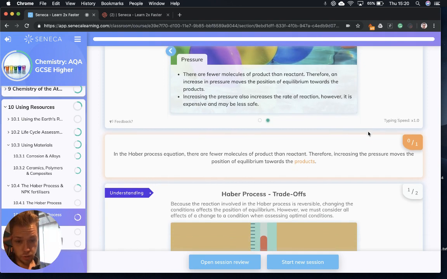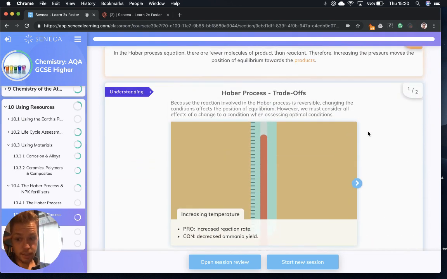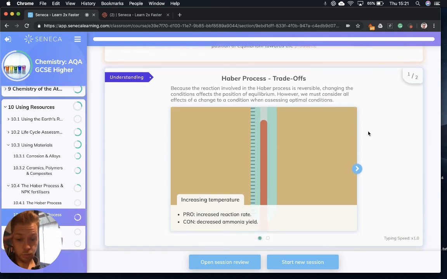Okay, so let's go through that again, just to summarize it so you remember it for your exam. Now, temperature. What happens if we increase the temperature? Well, the good thing is we increase the rate of the reaction. Remember, higher temperature, higher rate. So the reactions go faster, but remember, it's reversible. So increasing the temperature does increase the forward and the reverse reaction. A con of a high temperature is it decreases the ammonia yield.